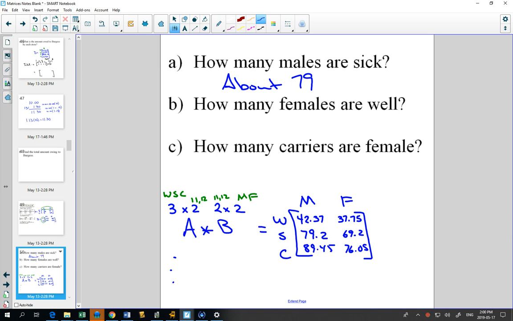How many females are well? Again, how many carriers are female?